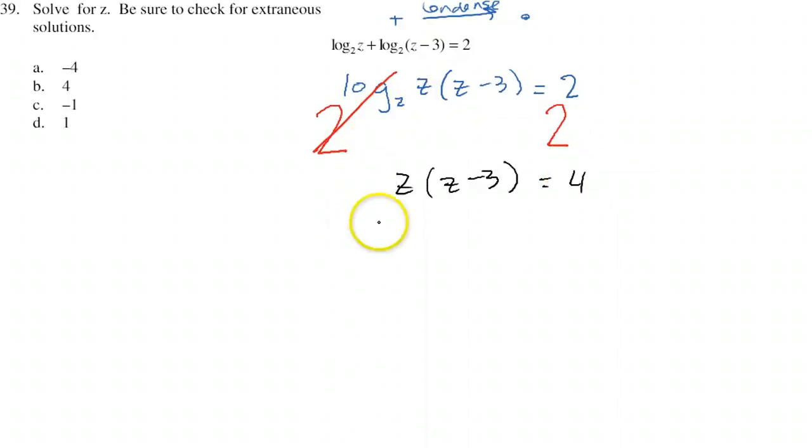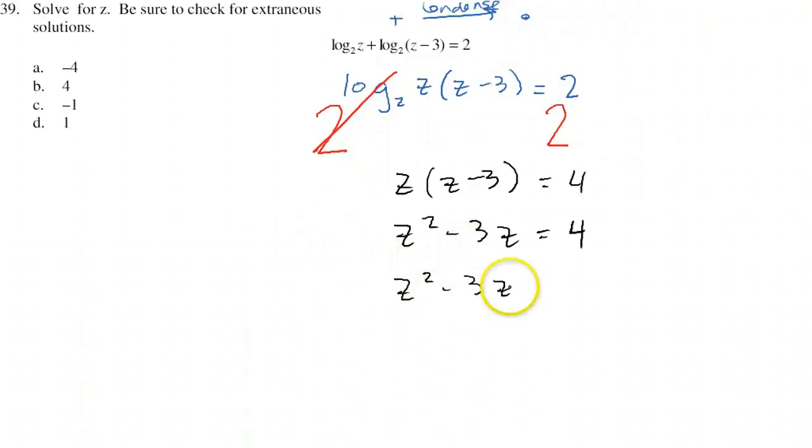And if I distribute that z, I get z squared minus 3z equals 4. And now we see, okay, it's quadratic. Looks like we have to solve this, and factoring is almost always the way we're going to go when it's nice, simple numbers. So z squared minus 3z, and if I subtract the 4, I get minus 4 equal to 0. And now we can solve by factoring.